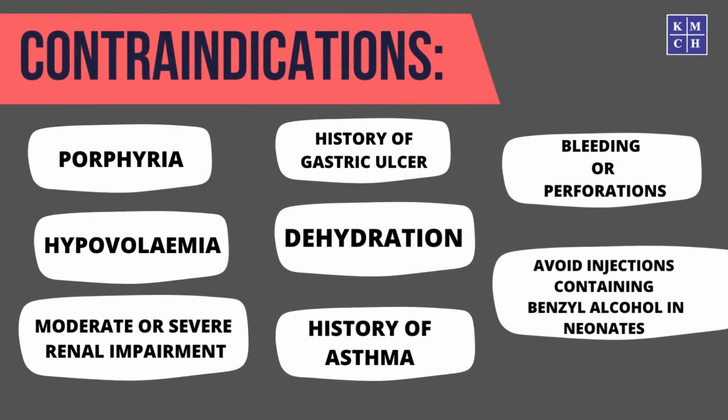Let us also know what are the contraindications. Porphyria. Avoid injection containing benzyl alcohol in neonates. History of gastric ulcer, bleeding or perforations. History of asthma, moderate or severe renal impairment, hypovolemia, and dehydration.